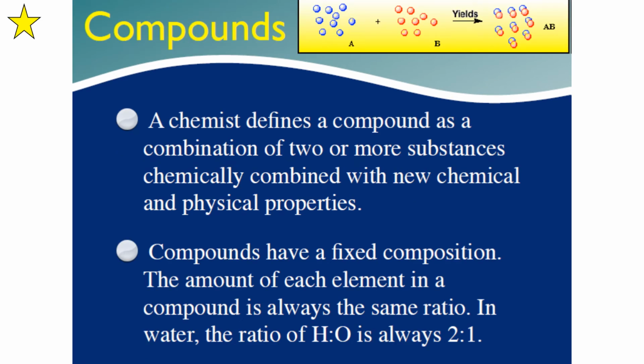Compounds are taking basic elements and forming them together. They're different elements that make a substance. Two or more substances chemically combine, making a bond that makes a new chemical with different properties. Compounds have a fixed composition, so no matter what, they're always going to have the same ratio. Water is always H2O, meaning there are always two hydrogen atoms for every one oxygen bonded. H2O is always going to be H2O.